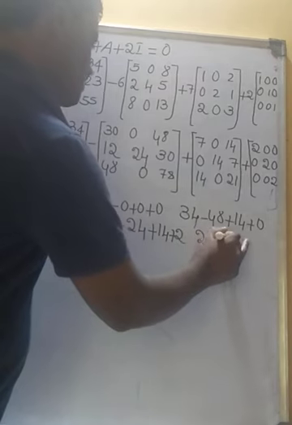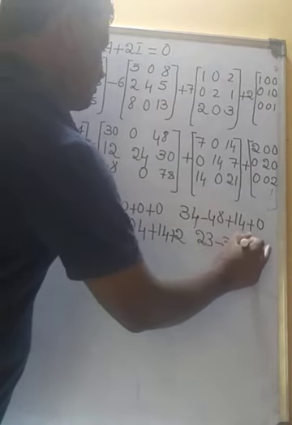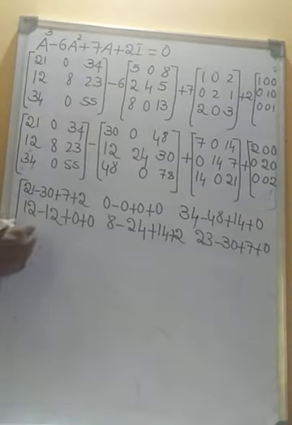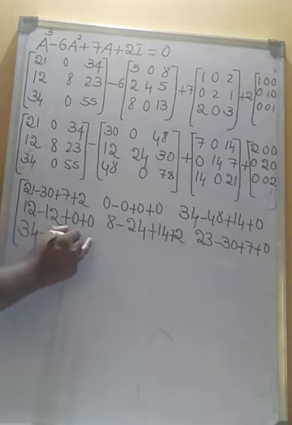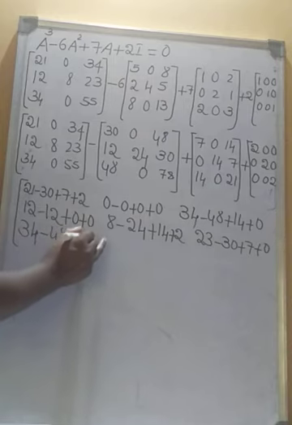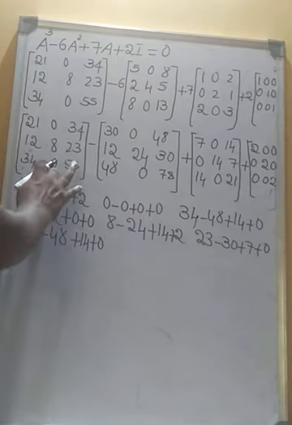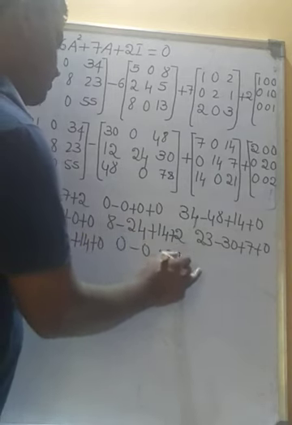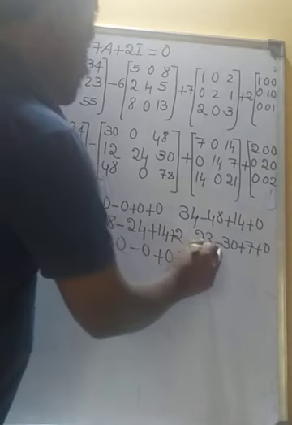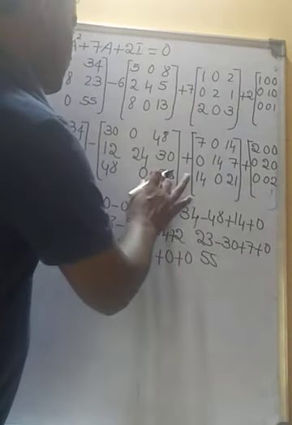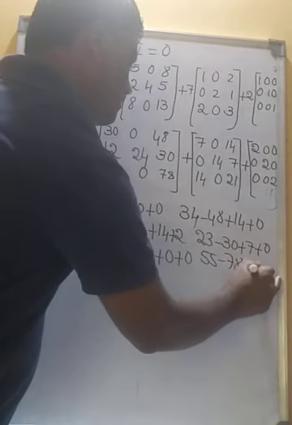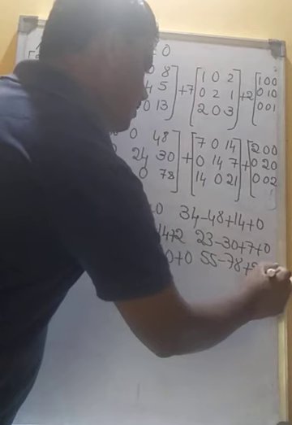23 minus 30 plus 7 plus 0, 34 minus 48 plus 14 plus 0, 0 minus 0 plus 0 plus 0, 55 minus 78 plus 21 plus 2.